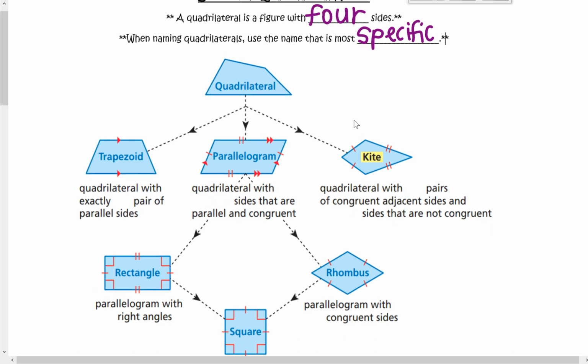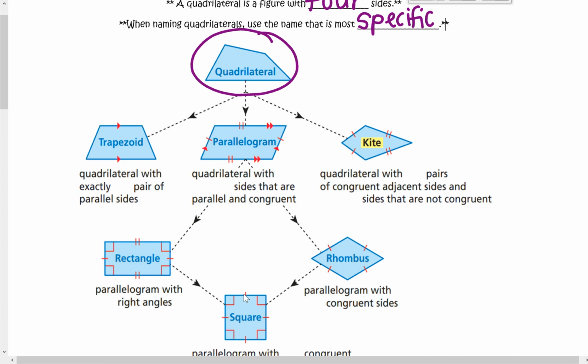Okay, so our top category up here is a quadrilateral, and anything underneath it is considered a quadrilateral. So all of these are considered quadrilaterals. All right, there are 3 different types of quadrilaterals that we are going to learn about today. Okay, we're going to learn about a trapezoid.